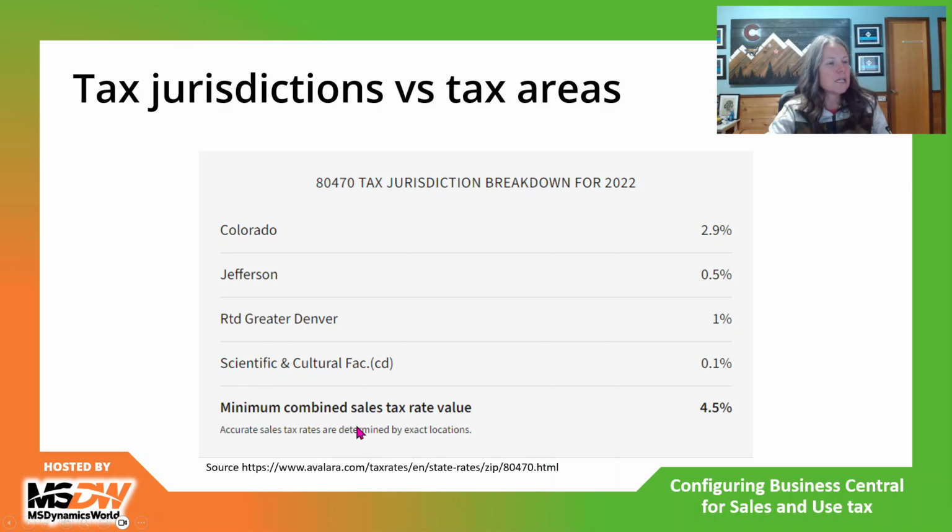You can see here that there's a minimum combined sales tax rate value of 4.5. If we're talking about a tax jurisdiction, I'm talking about the four different things we're seeing here: Colorado, Jefferson, Greater Denver, those things. But the tax area is really the whole thing bundled together. So the tax area in this scenario is going to be 80470 at 4.5%.